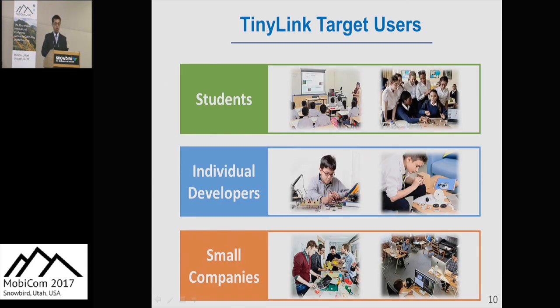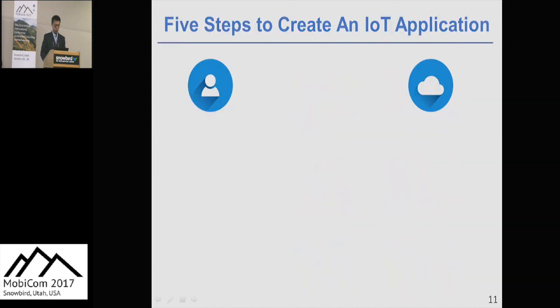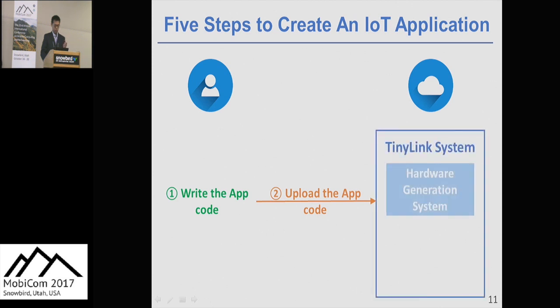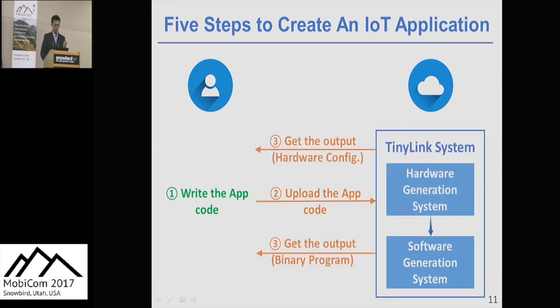TinyLink's target users include the students in school, the individual developers, and the small companies which intend to build IoT applications. Let's summarize the previous example, and here are the 5 steps to create an IoT application. First, he writes the application code and uploads the code to the TinyLink server. And then the developer gets the output, including the hardware configuration and the binary program. He assembles the node, and finally burns the binary program.